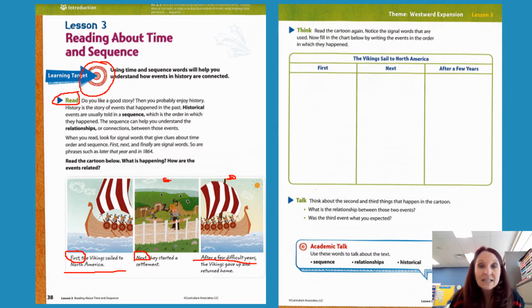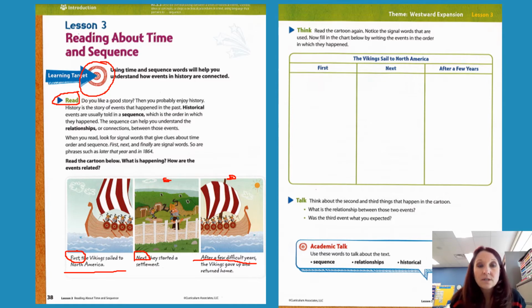So in that signal or time order phrase, we see the word difficult. So when I think about that, I'm thinking after a few difficult years. Well, it looks like they built settlements, but those settlements may have been really difficult for them to maintain. Maybe they didn't have enough food. Maybe cold weather was hard. Maybe they had a lot of people dying. Maybe they didn't have water. So there could have been a whole bunch of reasons why they left. So they went back to where they came from.